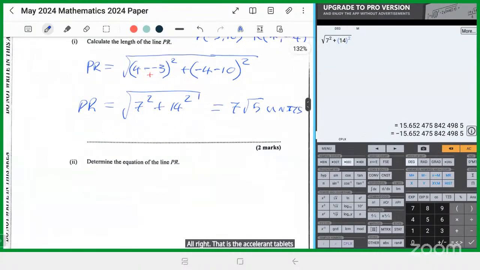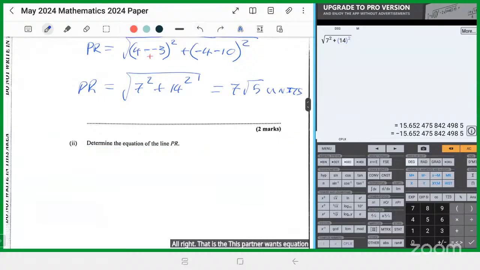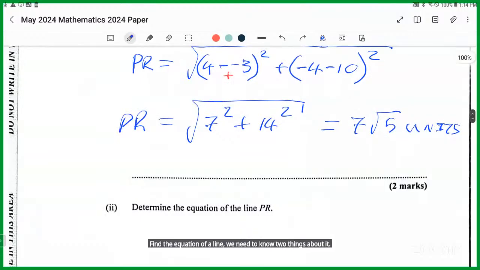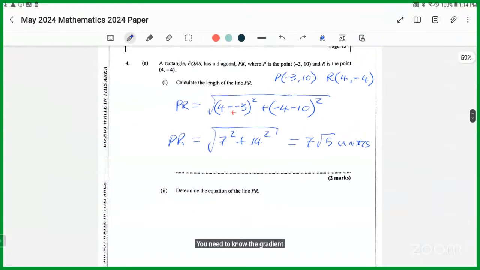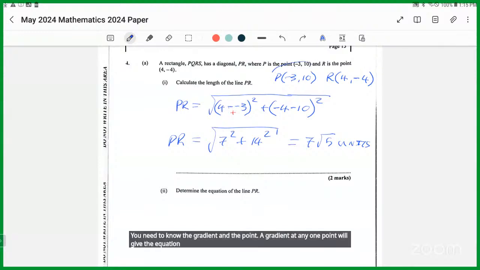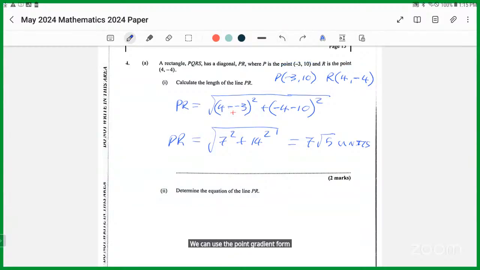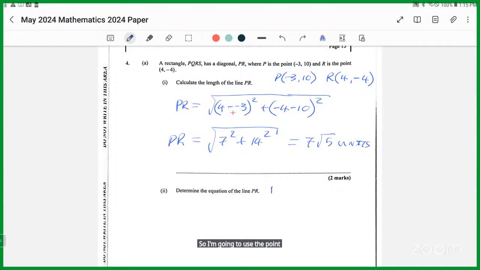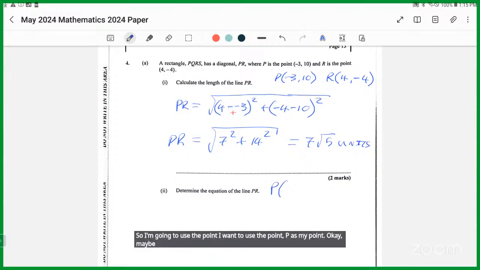Next part now wants the equation of the line. To find the equation of a line, we need to know 2 things about it: the gradient and a point. A gradient and any one point will give you the equation. Because it is points that we have, we can use the point-gradient form for the equation of a line. Remember, you also have the intercept-gradient form, which is y equals mx plus c. It doesn't matter which one you use. I'm going to use the point P as my point. I can maybe use R and show you that the answer is the same as well. P(-3, 10), I'm going to use this as my point.